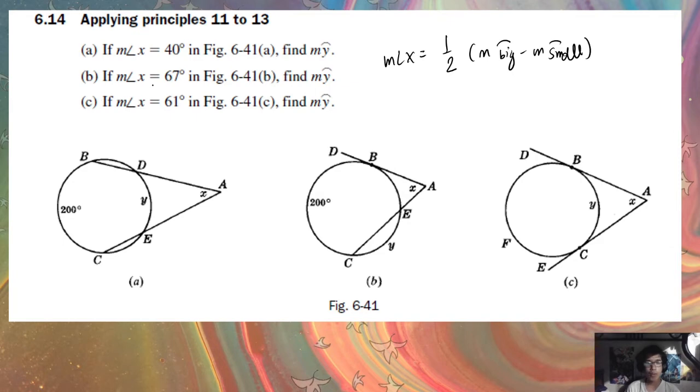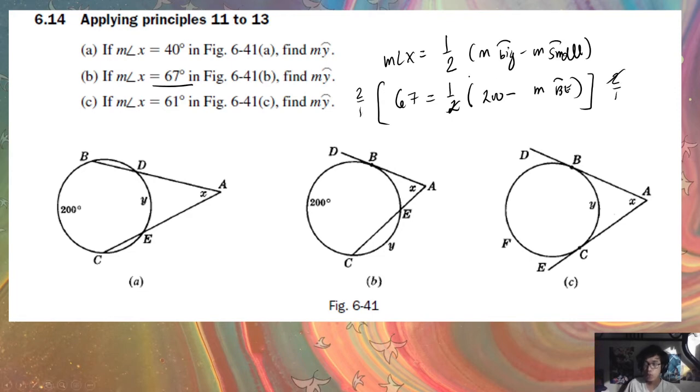Since for the second problem, we know that the measurement of angle x is 67, we can say that 67 is equal to 1/2 the measurement of the big arc, which is 200, minus the measurement of the small arc, which is arc BE. Solving for the measurement of arc BE, we can multiply both sides of the equation by 2/1, so that we cancel the denominator 2 for both sides. So 67 times 2, that's 134, is equal to 200 minus the measurement of arc BE.